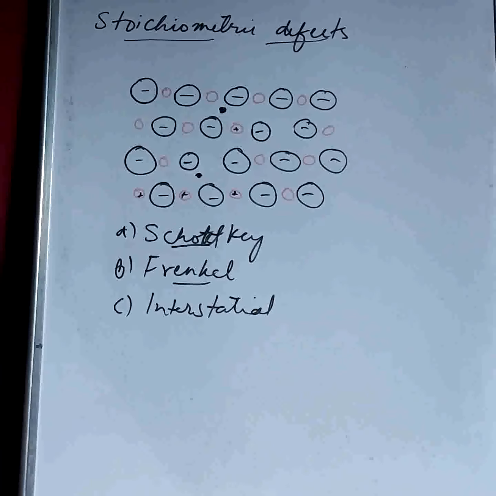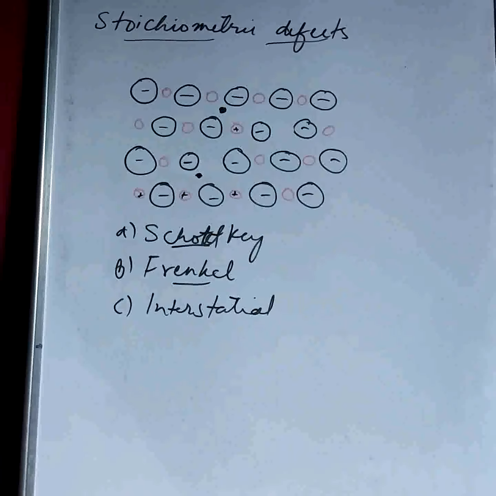And in non-stoichiometric defects we have the metal excess or cation excess defects, or the other one would be metal deficiency or the cation deficiency defects. So those come under non-stoichiometric defects.